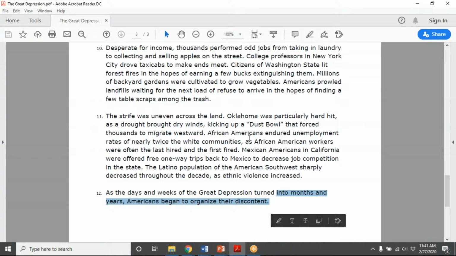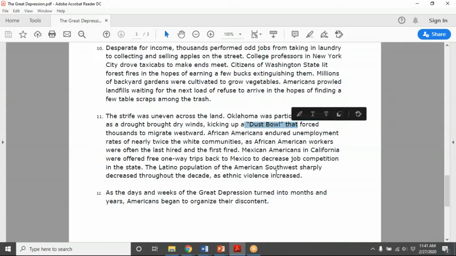The Dust Bowl, has anybody ever heard of the Dust Bowl period? I have not. No. It was the same period during the 1930s. Not unrelated, but certainly not caused by the Great Depression, but at the same time there were several years in the 1930s of very dry drought conditions in the American Midwest, the middle of the country.